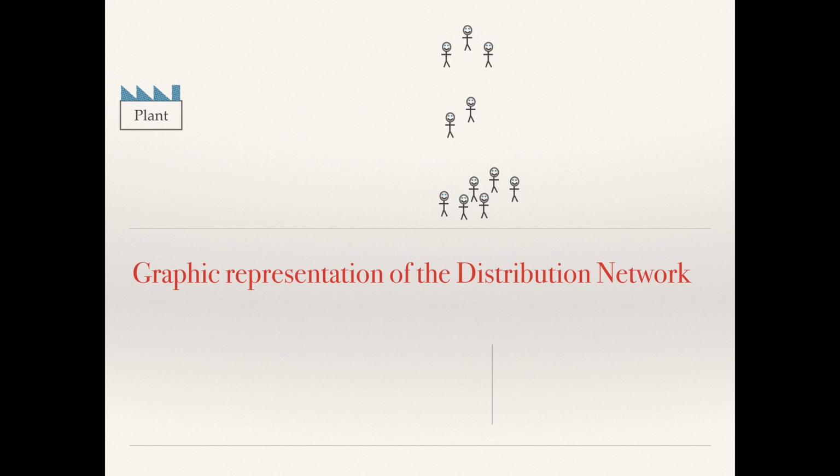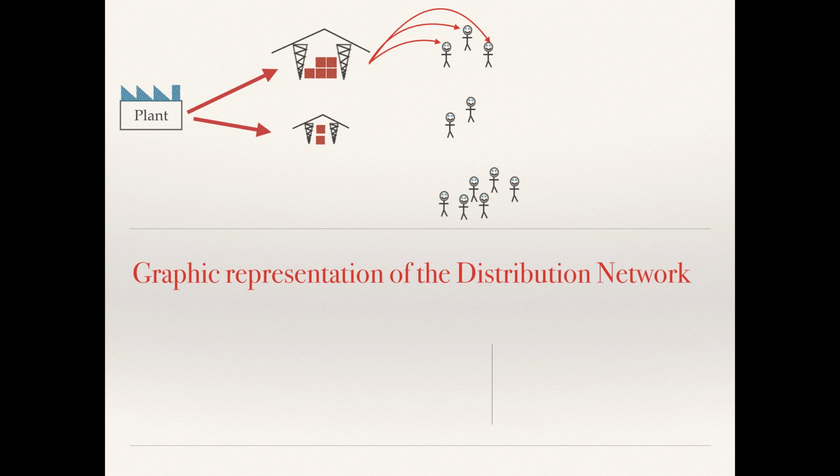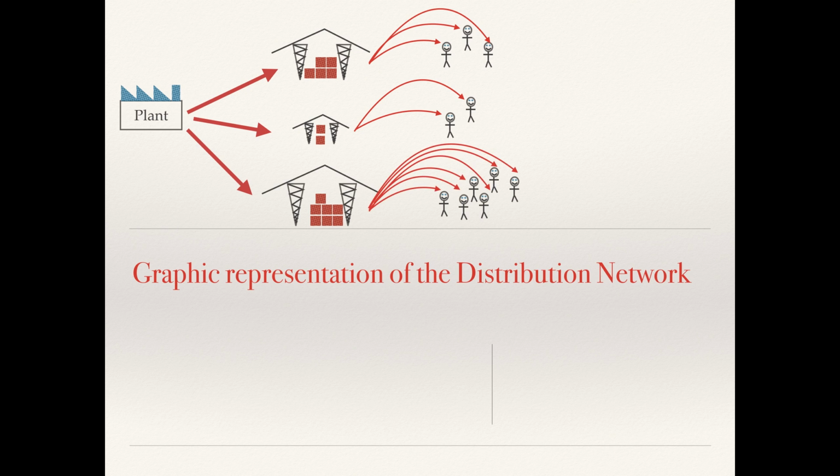Let's take a look at the graphic representation of the distribution network. Let's start by assuming we have a bunch of customers, people, retailers, whoever, who demand a certain product that we produce in a single plant. We start by building distribution centers and filling them with enough merchandise to serve the customers that have been assigned to this distribution center. You may have distribution centers of different sizes and located in different places, but the idea is that all of them must be supplied with enough merchandise to serve all the customers.